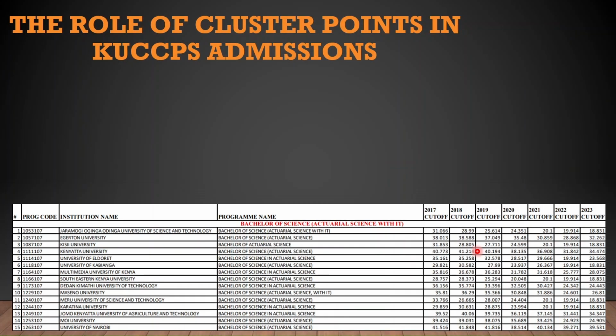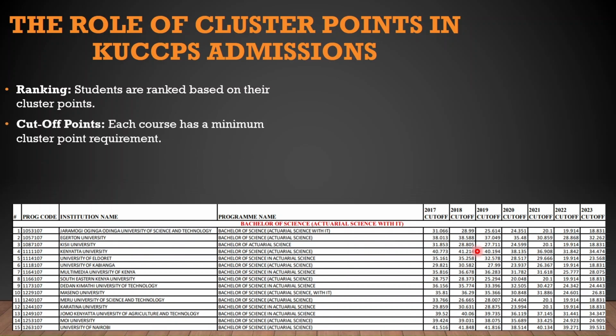Okay. Now, what is the role of those cluster points in KUCCPS admissions? What is their role? The first one is ranking, because students will be ranked based on their cluster points, and I think that is a clear point. Number two is that we have what we call cutoff points. Now, each course has a minimum cluster point requirement. These cluster point requirements are the ones that will give us the cutoff points. Okay, and again, subject combination must meet specific subject criteria for the course.